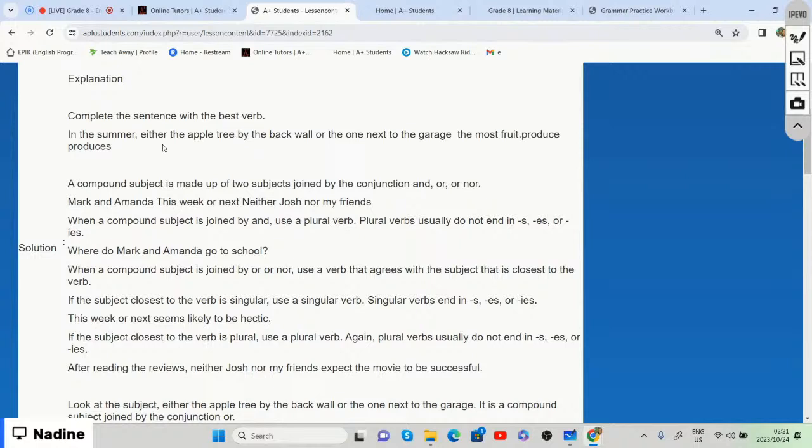Remember also, if you use a compound subject, it refers to it being singular or it being plural, right? So if I, which is a singular person, then their verb or their action will be in a form that ends in s, es, or ies.